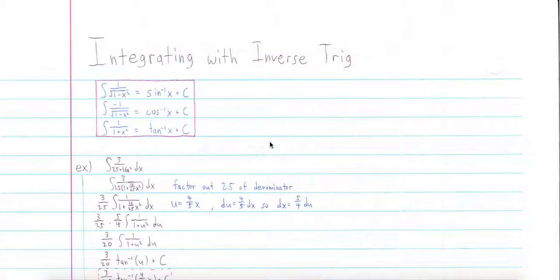So, knowing the derivatives of the inverse trig functions, we can come up with some new integration formulas. We know that the derivative of inverse sine is 1 over square root 1 minus x squared. So if we integrate this, then we should get back to inverse sine. And then the derivative of inverse tangent is 1 over 1 plus x squared. So if we integrate this, we'll get back to inverse tangent.